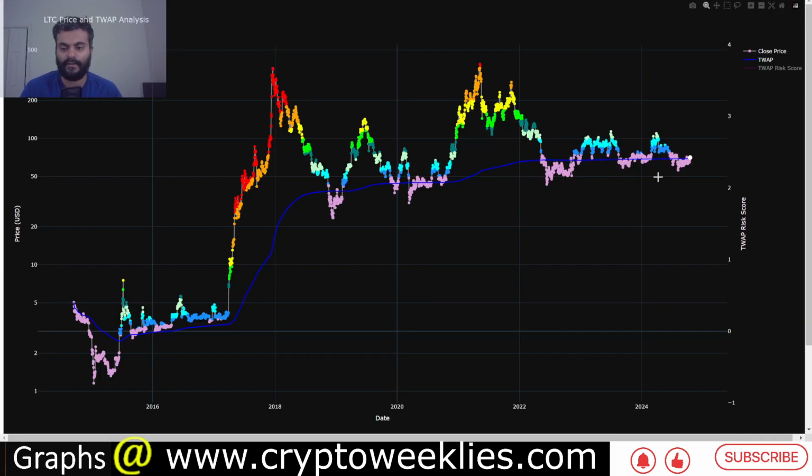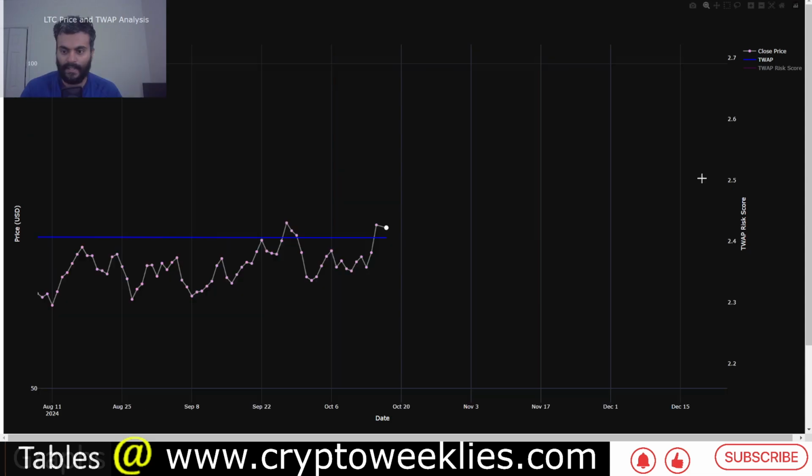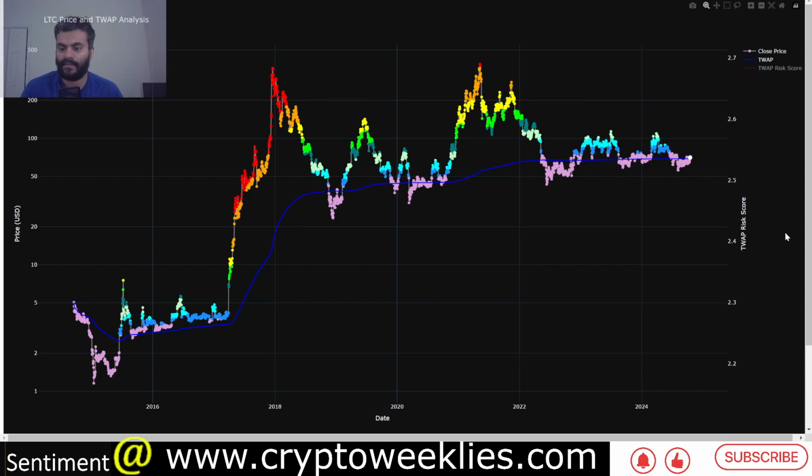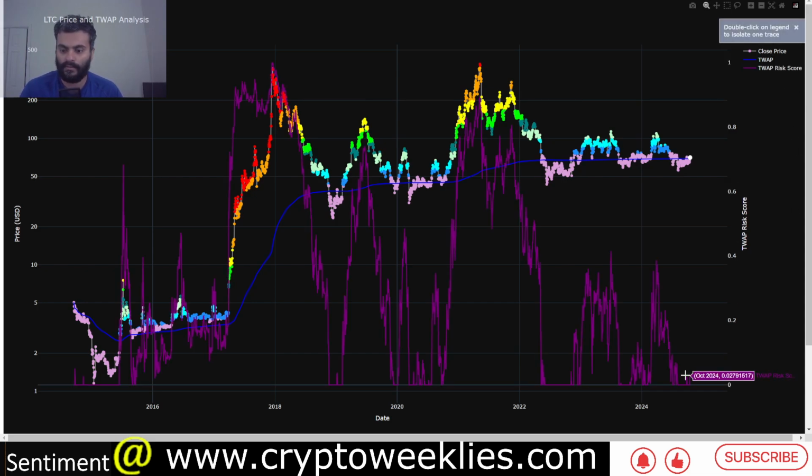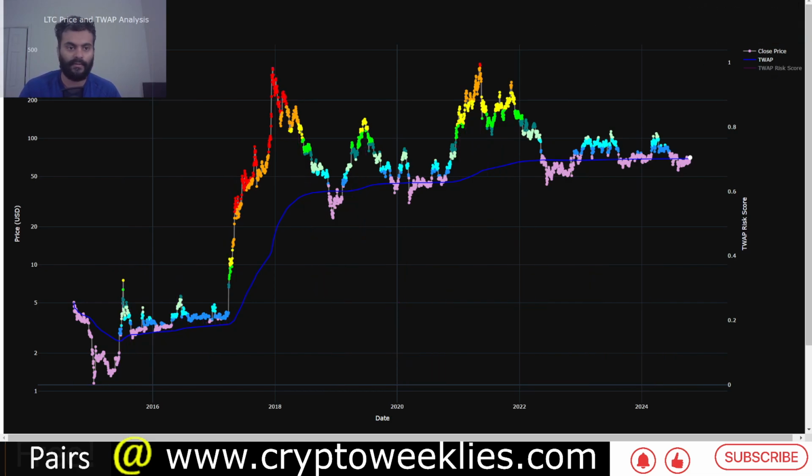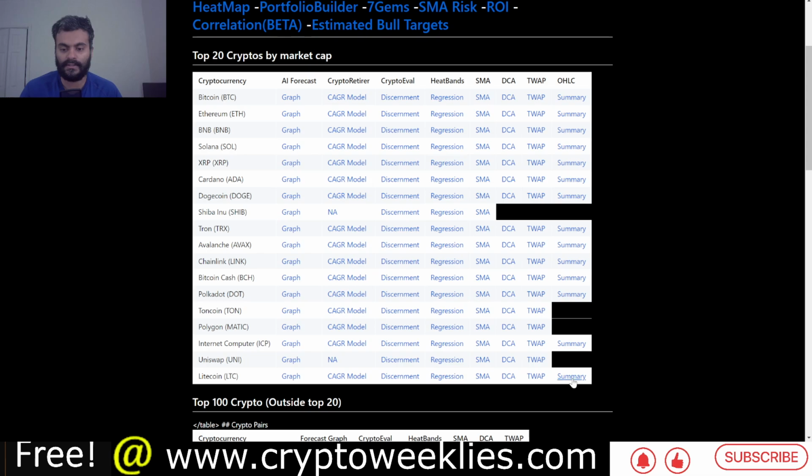The time weighted average price says that the price is slightly above the time weighted average price. That means the time weighted average price is coming in at around $69, with the price at around $70. So the risk is at around, let's say, 2 or 3%. That means 97% reward, 3% risk per this analysis.